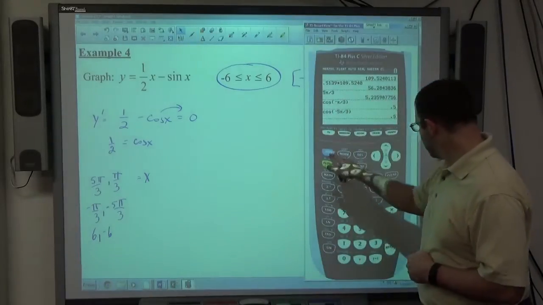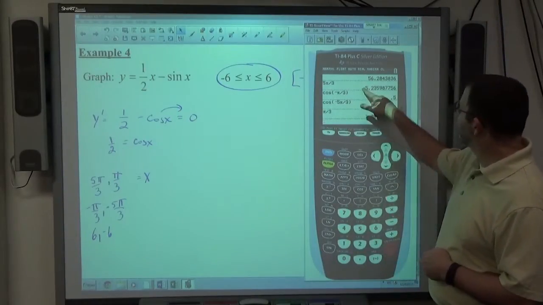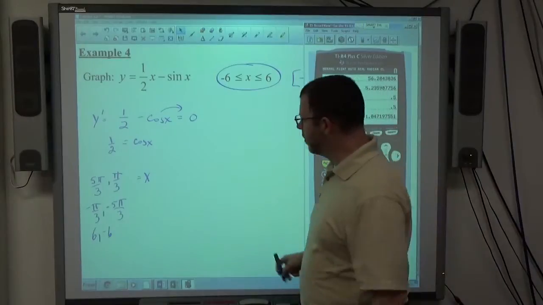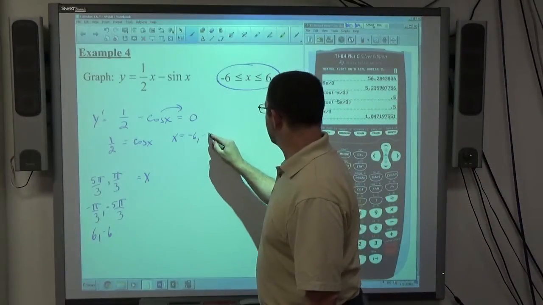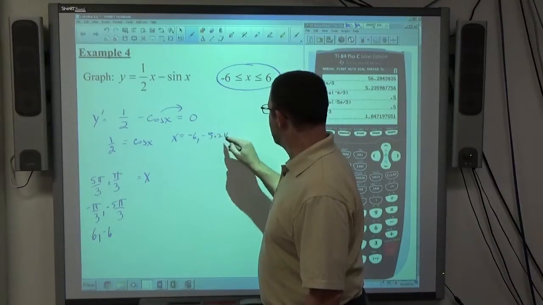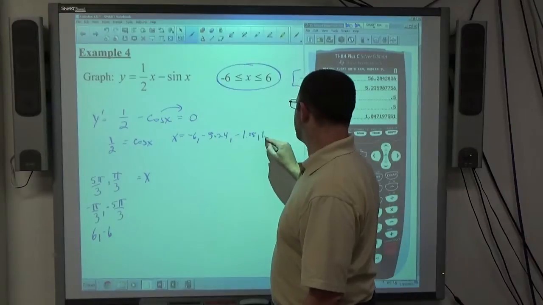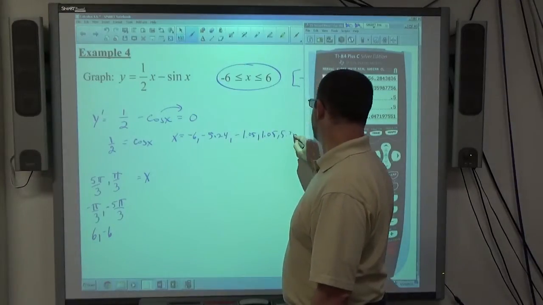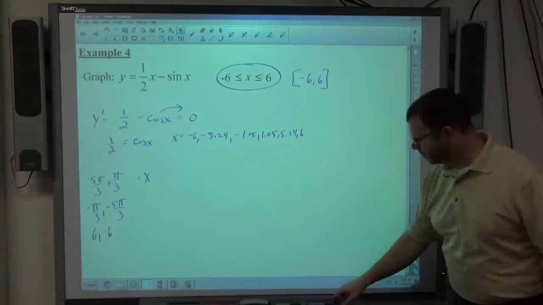So let's see, pi over 3 is 1.05, 5 pi over 3 is 5.24. So looking at my critical numbers in order: -6, -5.24, -1.05, +1.05, +5.24, and +6. All right. There's all my critical numbers.